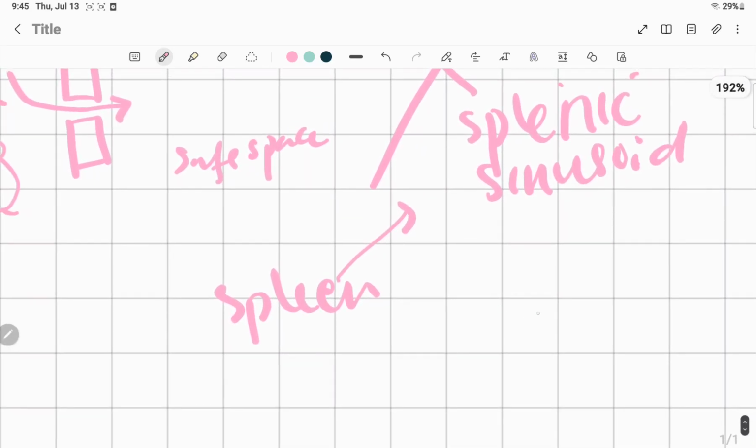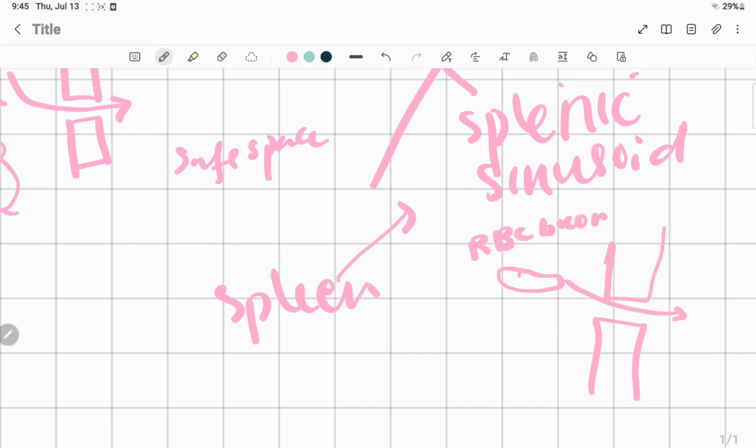Same here. This is the door. This is the splenic sinusoid. The normal biconcave RBC is going to bend its way through this splenic sinusoid, but the sphere cannot bend, and it's going to get stuck here and cannot enter. And so what is going to happen is that the macrophages of the spleen are just going to eat them. The lions of the spleen are going to eat it, right? So that's extravascular hemolysis right there for you.